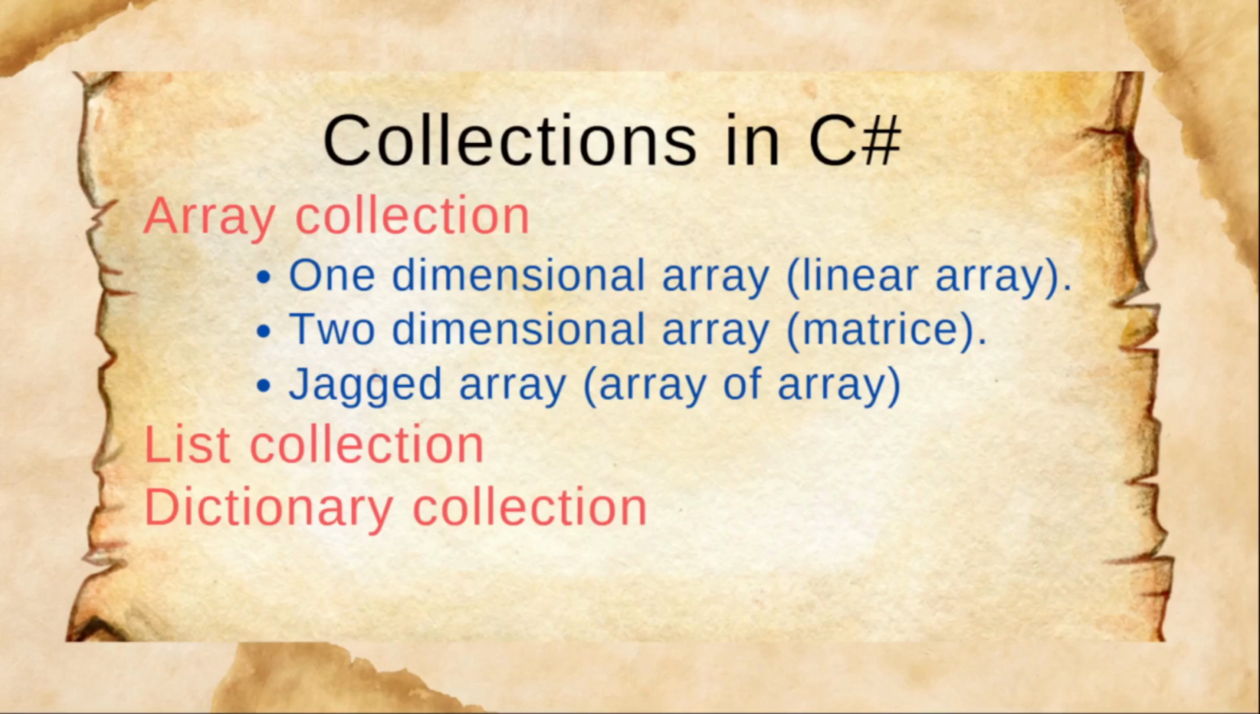Now we will start learning them one by one. We will start with the array. Array is a very basic type of collection. We will learn to work with the one-dimensional, two-dimensional, and jagged array. And after that, we will learn to code generic list and dictionary.